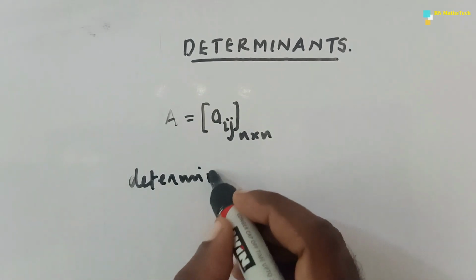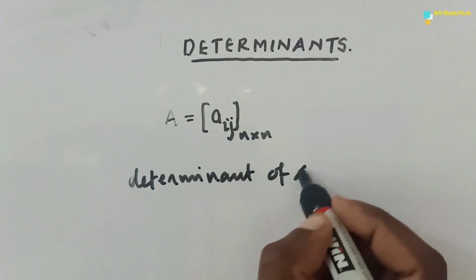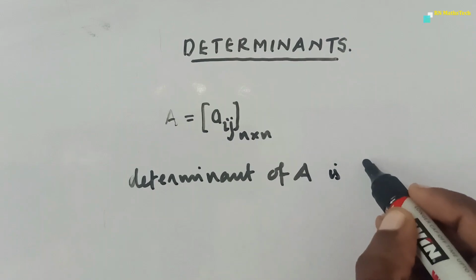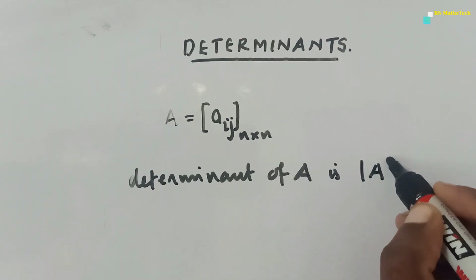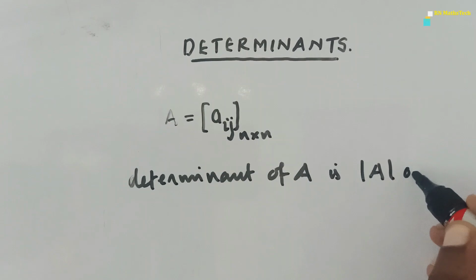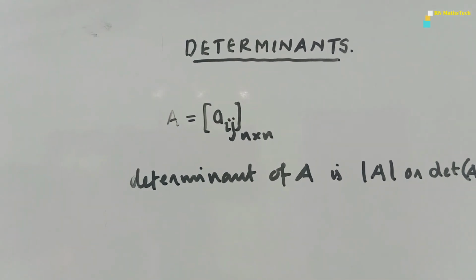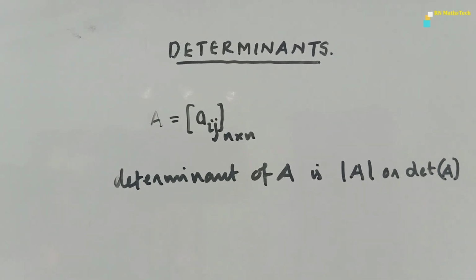The determinant of capital A is denoted like this, or determinant of A. For every square matrix, we associate a real number or complex number. That is called the determinant.